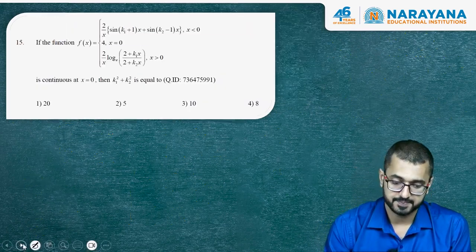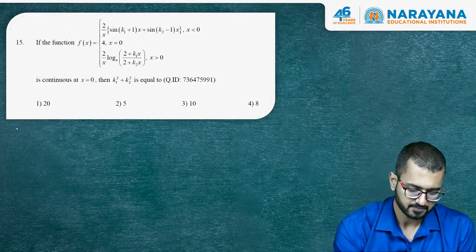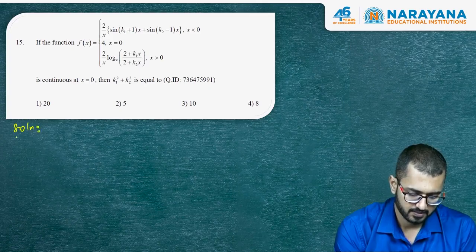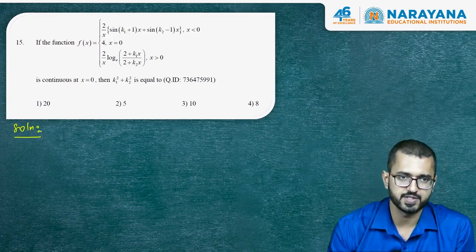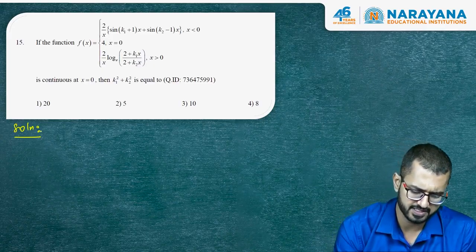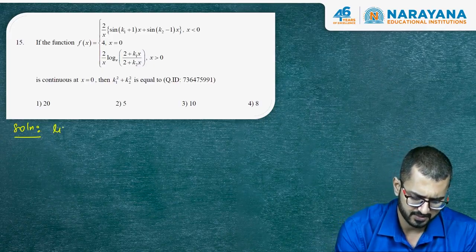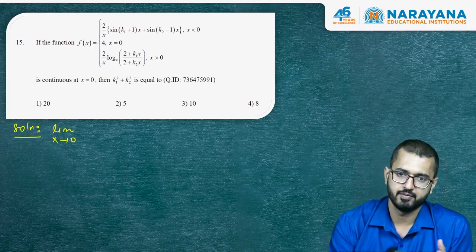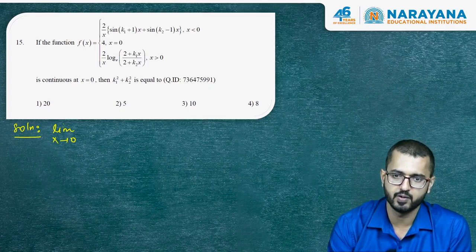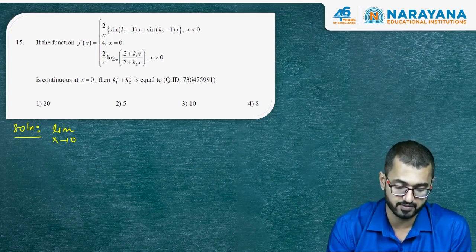Moving to the next. So we have this function and it's given to be continuous at x equal to 0. So basically we just have to simply write down the limit. See, this function is continuous at x equal to 0, which means the left limit will be equal to the right limit will be equal to the value at 0, f of 0.